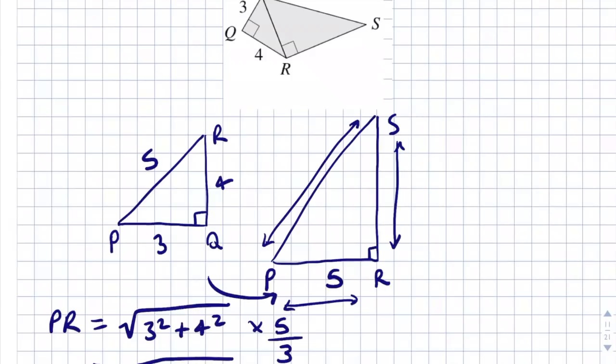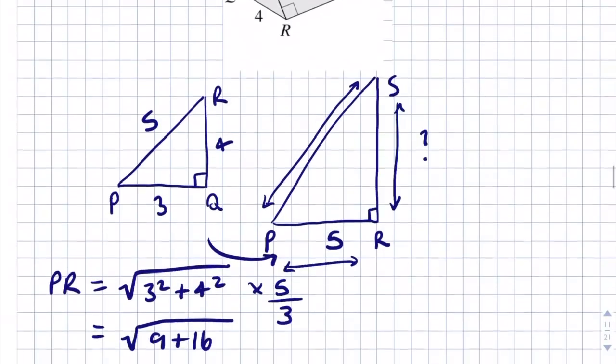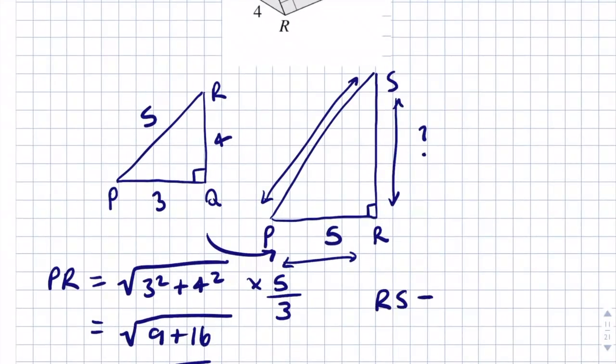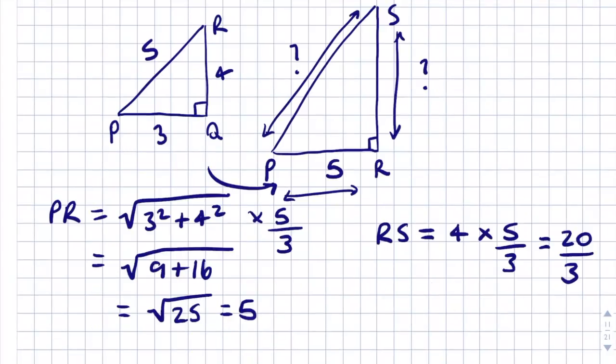So if I want to find what the length of RS is, I can say that RS is proportional to the length RQ, which is 4, and then I can multiply that by my scale factor, which is 5 over 3. Now this simplifies to 20 over 3. And then to find PS, well, the length PS is proportional to the length of PR. So I can find PS by doing the length of PR, which is 5, multiplied by my scale factor, which is 5 over 3. And that simplifies to 25 over 3.